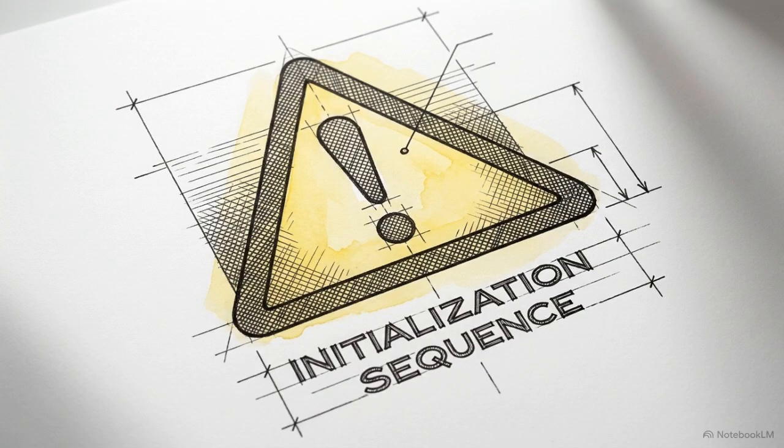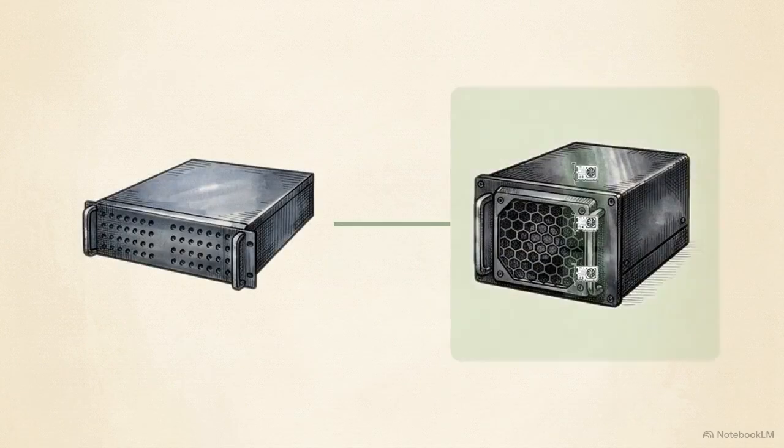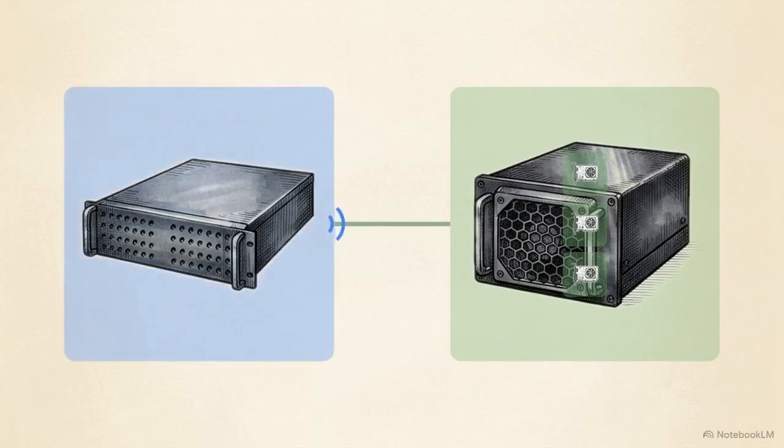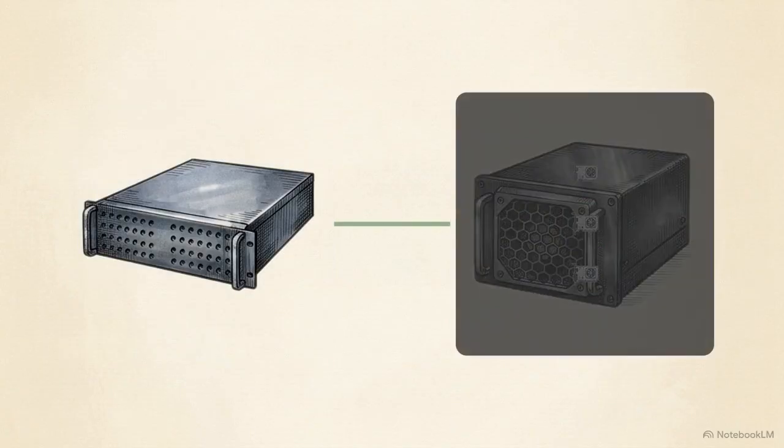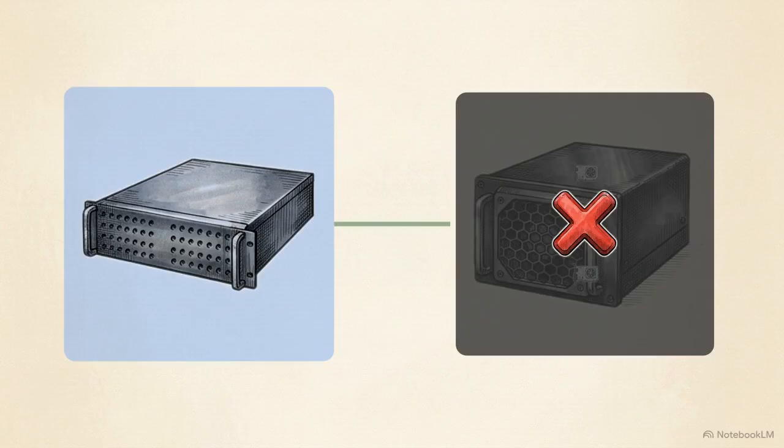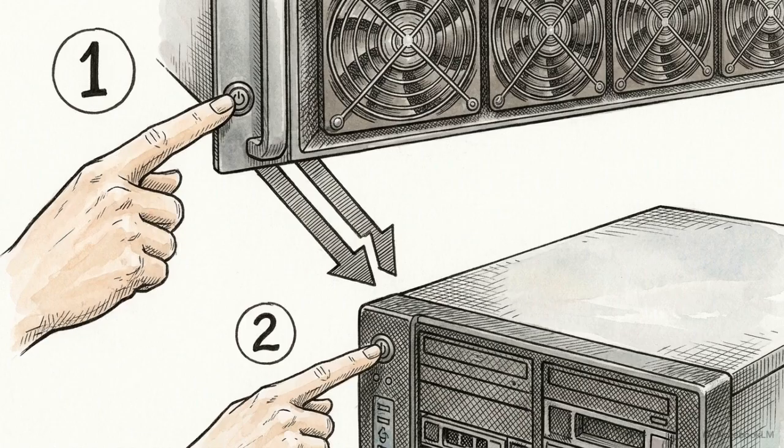Power on the expansion unit before you power on the host server. During boot, the host server BIOS scans the PCIe bus to identify all connected hardware. The expansion unit must be active for the server to recognize it. If you boot the server first, it will not detect the expansion unit hardware and will fail to allocate the necessary I/O resources to those devices. Following this exact sequence, unit first, then server, prevents the most common cause of hardware setup failure.